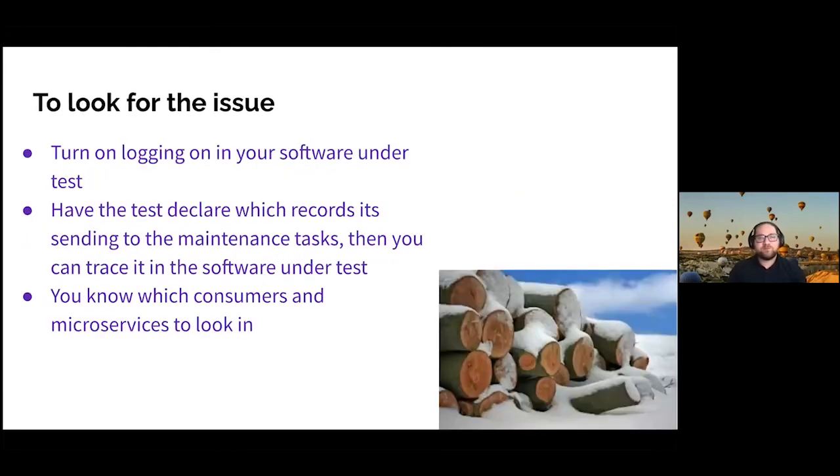And then some other really cool things that we do with this strategy is if you need help looking for your issue, you can turn on logging. You can have tests declare which records it's sending to the maintenance task, and then you can trace those records in the software under test. Like, did it actually make it to Amplify? Or you can look at the consumer logs to see if that ID appears in a payload or something like that, and which consumers and microservices to look in, because that's all declared at the top of the test.